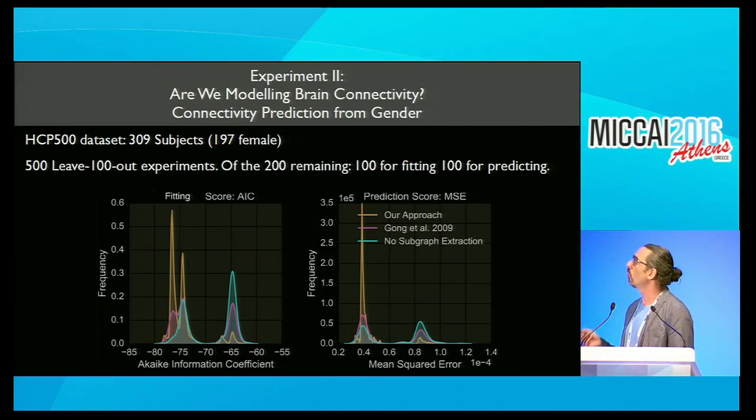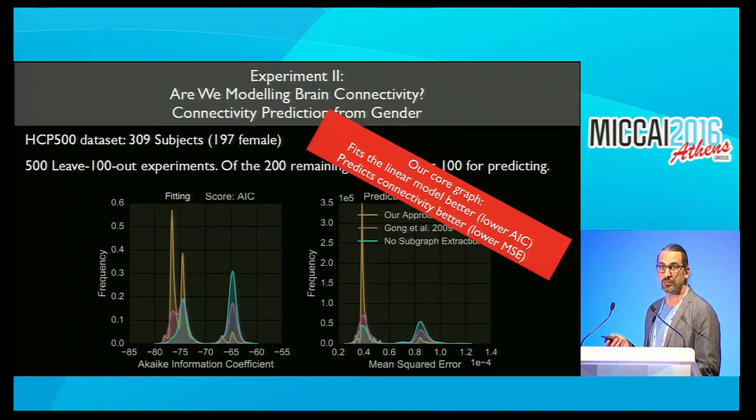So we left 100 out, and of the 200 remaining, we used 100 for fitting the model and 100 for predicting the connectivity. And what we can see in the result is, in terms of fitting, even if there are bimodal distributions, which means that probably we have cluster groups within our population, consistently we get a smaller score in the AIC, which means that we're fitting the linear model better. And second, also consistently, we get a smaller mean squared error. And this is when comparing, again, our approach with the current state of the art and with doing nothing, which is basically using the graph as you get it from the connectivity. So to summarize this result, our core graph algorithm fits the linear model better and predicts the connectivity better.